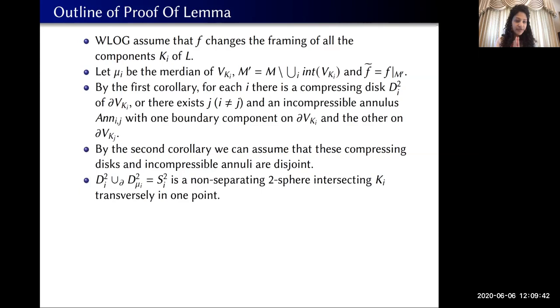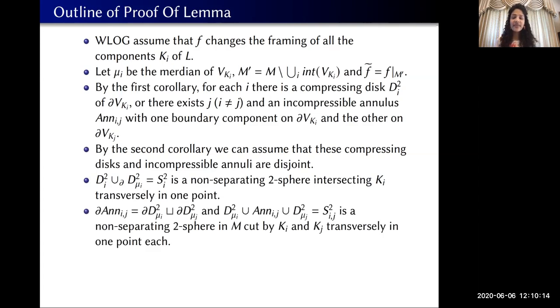First we note that the Dehn twists about the compressing disks and the meridian disk of V_Ki are exactly the same. Otherwise, F tilde cannot be extended to F. And this implies that the boundary of the compressing disk is the same as the boundary of this meridian disk. And then when you glue them along their boundaries, you get a non-separating two sphere, which is intersected by Ki, the component Ki, exactly once transversely.